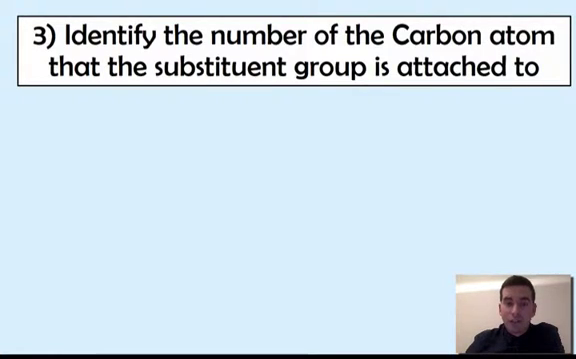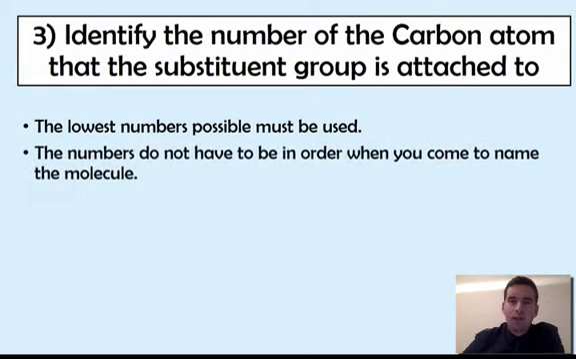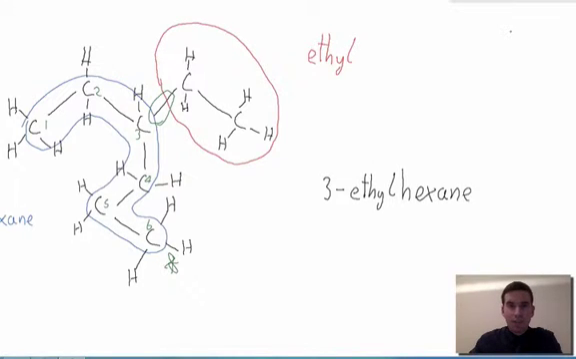So when you're identifying a number, make sure that it's the lowest number possible, the lowest combination of numbers. And when you have more complicated molecules, it does not matter if the numbers are in order in the name. What matters is that the substituent groups are in alphabetical order. So let's have a quick look at a few harder examples.